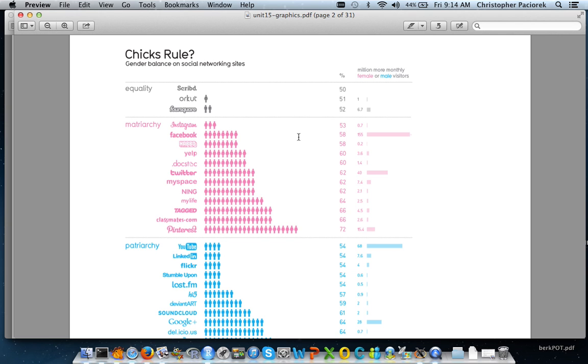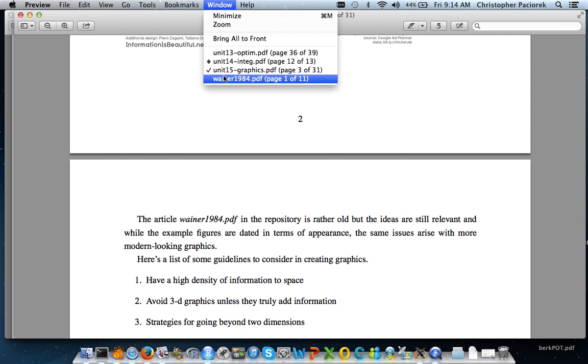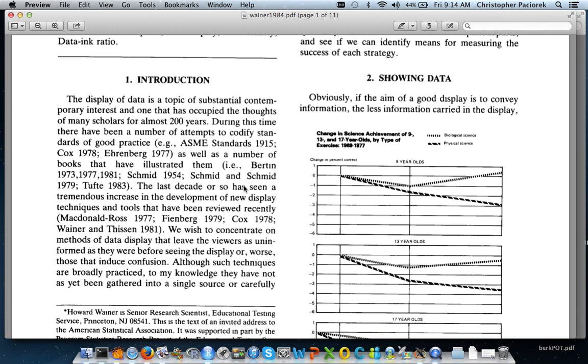In the class notes, I also have a link to this paper from a journal called the American Statistician in 1984. So it's a very old paper, but I think it's worth looking at just to see some of the examples that he shows in terms of some of these graphics.